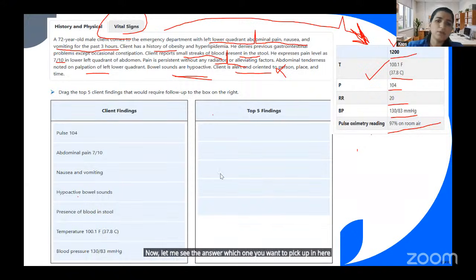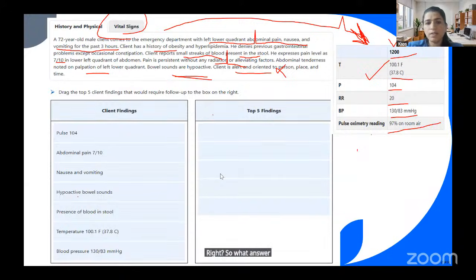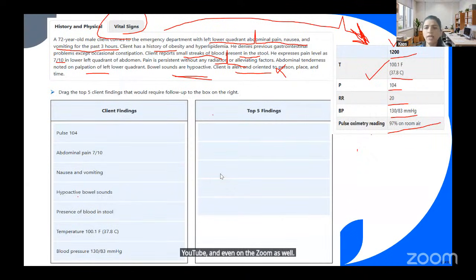And then I'll tell you my answer key right away, right? So what answer do you guys want to pick here? Let's see your chat boxes, please, on both sides, YouTube and on Zoom as well. Okay, Gulfam, pick temperature and pain. Good. Okay, and then you said 1, 2, 3, 5, and 6. Norman wants to pick the 1 also. Okay, so when you pick 1, Norman, why not number 4? Maybe you want to type it for me again.